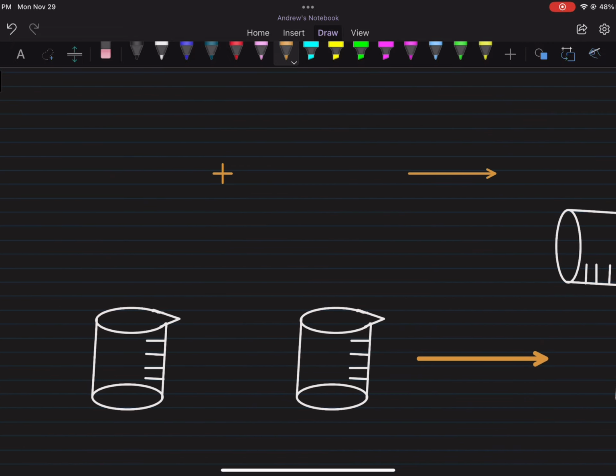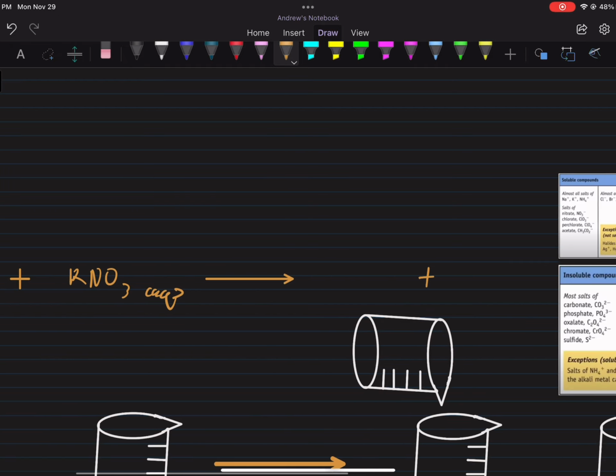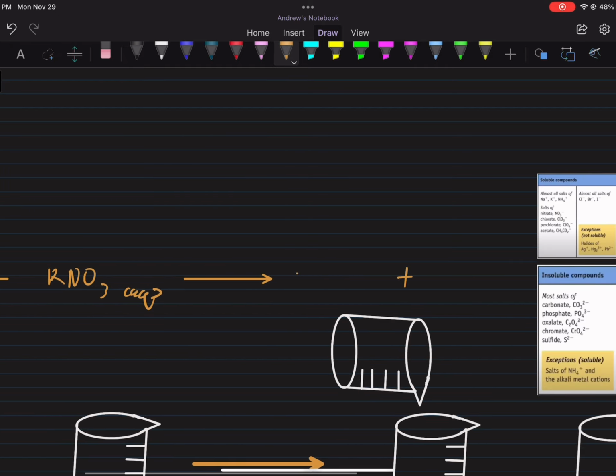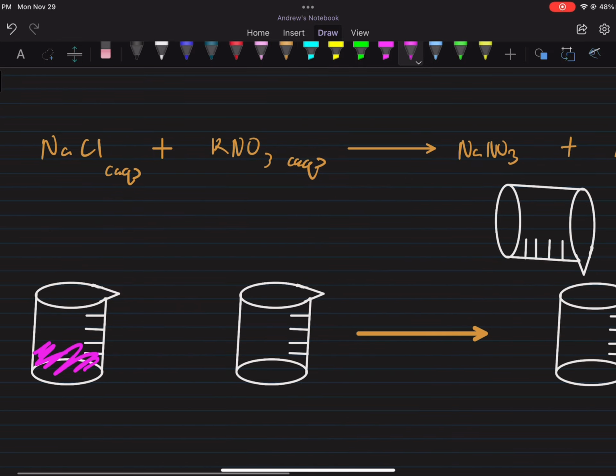So first, we will have an example of sodium chloride, which is aqueous, and then we will have potassium nitrate, which is also aqueous. And that will go into a double replacement reaction, which will form sodium nitrate and potassium chloride. So we will label the first one with pink and the second with blue.